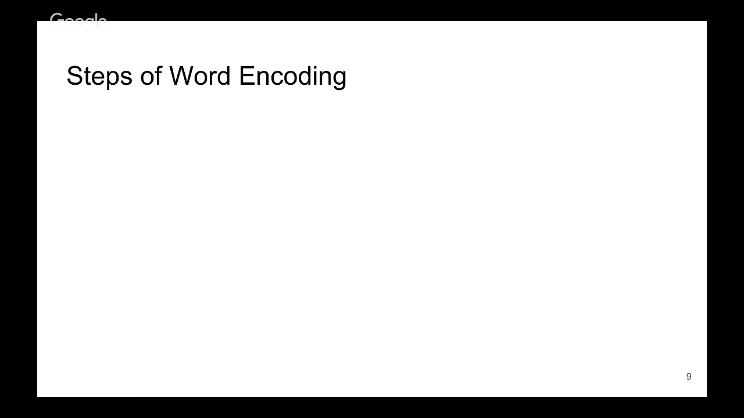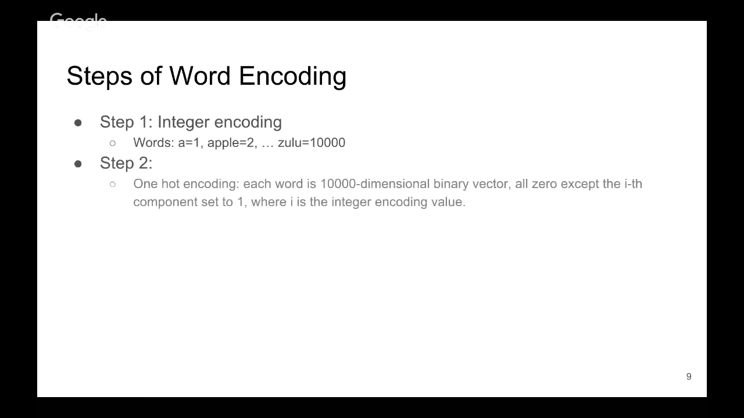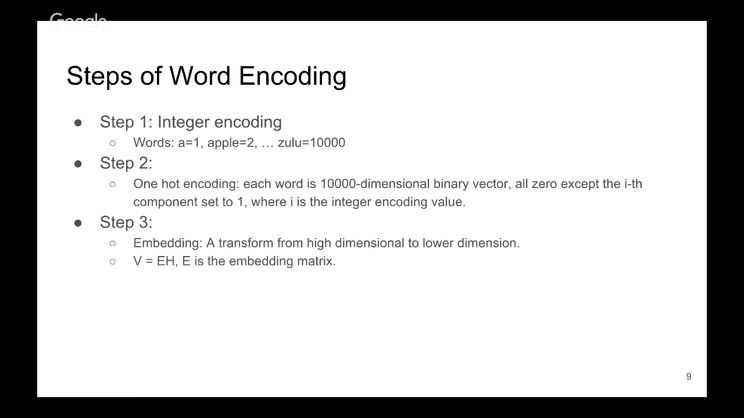So I'm going to quickly go over the steps, because the steps of word encoding or embedding, I think all of you are already familiar. We first give every word a unique integer, and then do a one-hot encoding. And then from the one-hot encoding, we use this embedding matrix to transform that high dimension into a lower dimension.